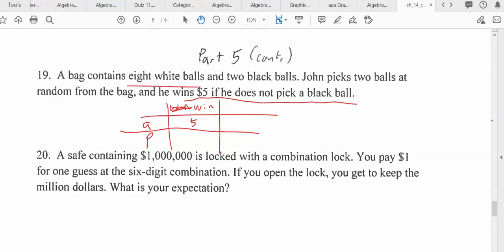The bag contains 8 white balls and 2 black balls. In the denominator, you're choosing 2 balls, so it's 10 choose 2. In the numerator, we want to pick 2 of the 8 white balls. The order doesn't matter, so 8 choose 2. Then you type that in your calculator. It'd be 5 times that, and you end up getting 5 times 0.622, which is 3.11, so $3.11.